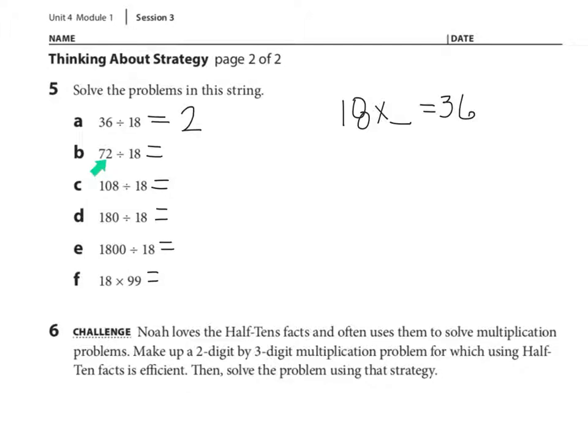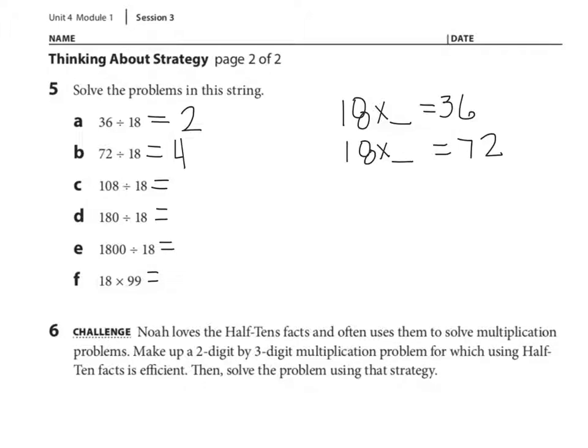And now when I come to 72 divided by 18, again I'm thinking 18 multiplied by what number equals 72? I'm looking at what I've already done before. Well, if this was 2 groups of 18, how many groups of 18 is 72? That's right, it's doubled. 4 groups. Product has doubled, therefore the factor has doubled.